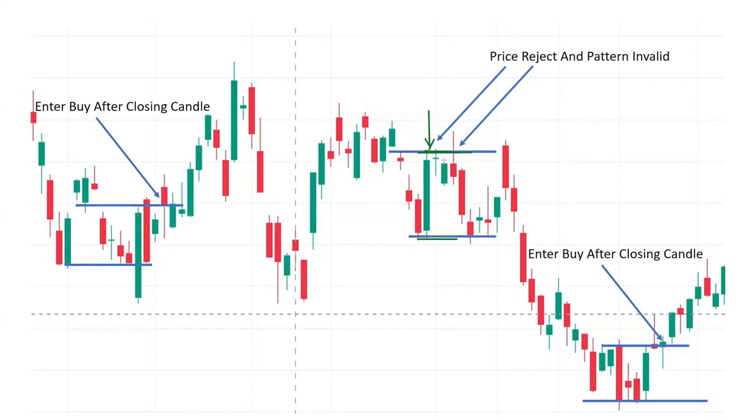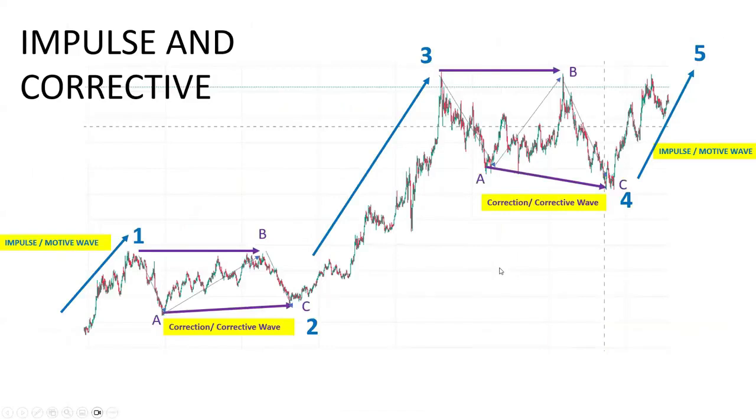Now let's move on. We talked about the impulse wave. Remember, the impulse wave consists of 5 waves. What happens with these 5 waves? Wave 1 is followed by wave 2, then wave 3, wave 4, and finally wave 5. An important piece of information is that wave 3 and wave 4 are connected, and wave 4 is considered a correction.